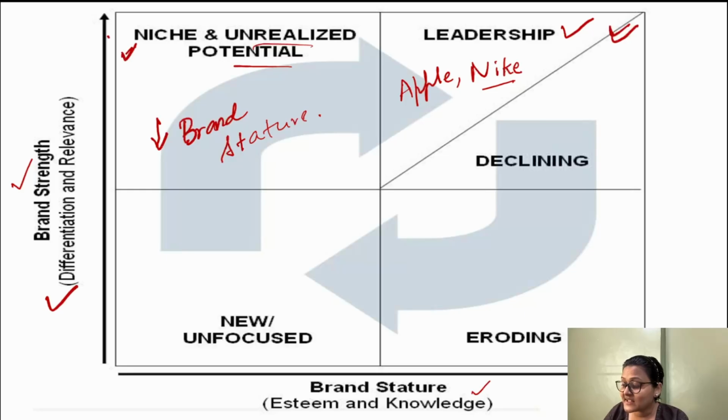Right, now the next is eroding. Now what is this? There is low brand strength and high brand stature. These brands were once very strong in the market, but they are losing their relevance and are not able to make differentiated products very well. While they are still well known in the market space, their market positioning is gradually declining day by day. For example, Kodak.